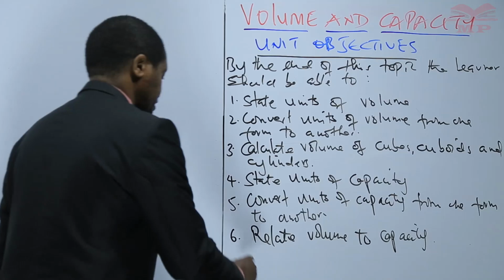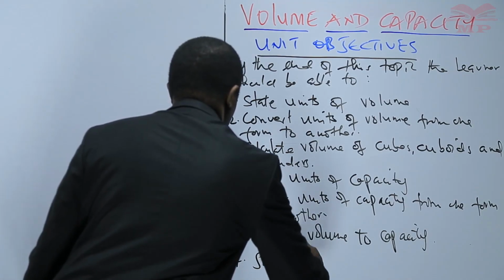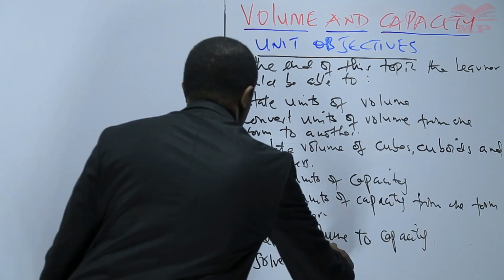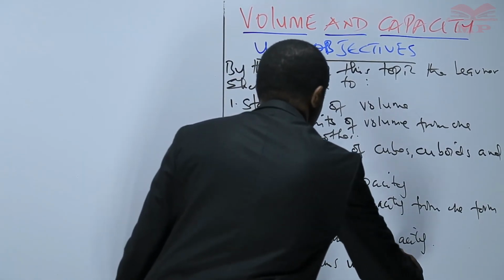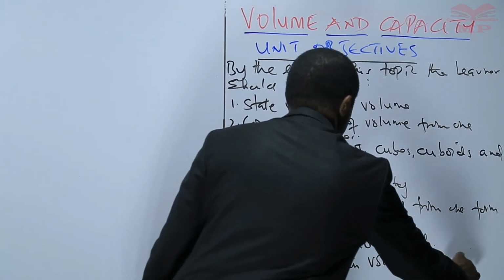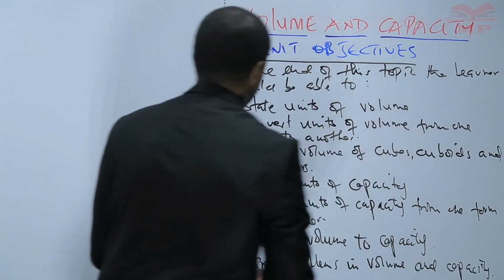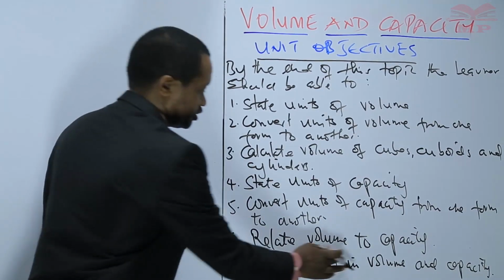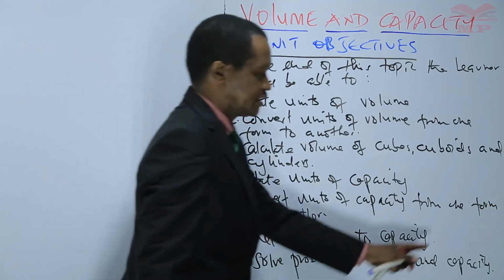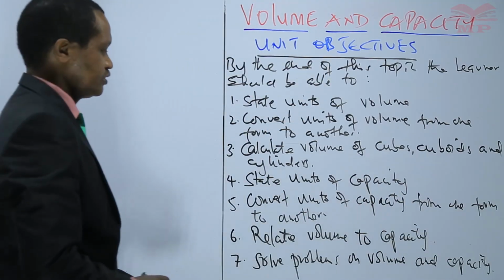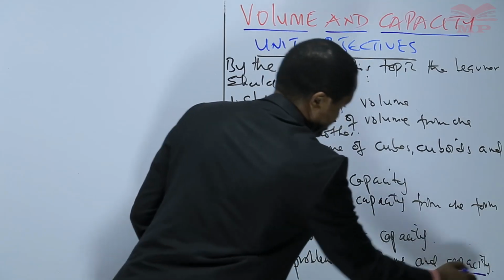Then lastly, number seven, you should be able to solve problems in volume and capacity. Solve problems on volume and capacity. So these are two things we'll be doing, volume and capacity.